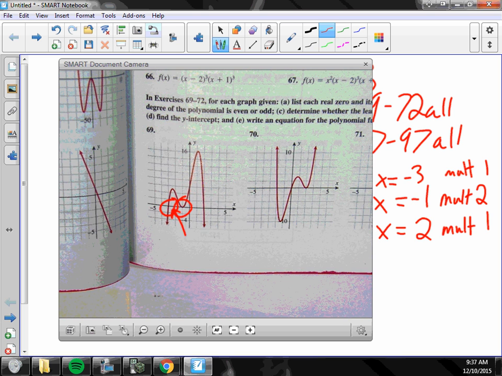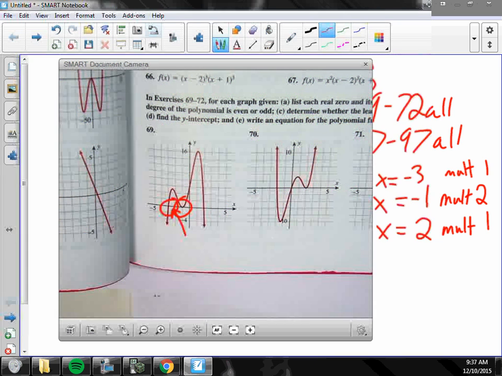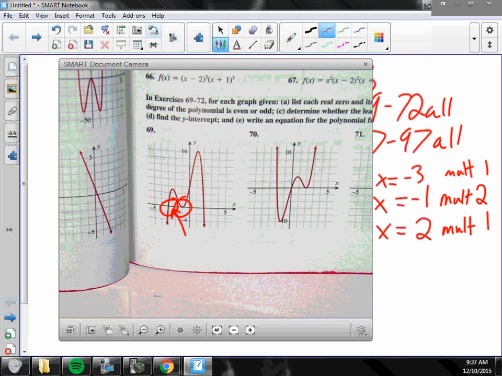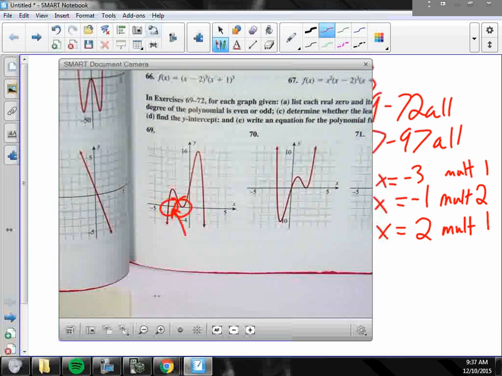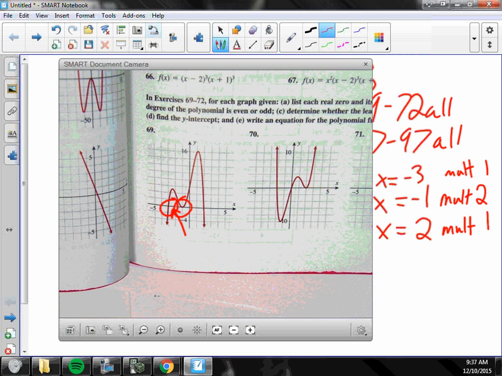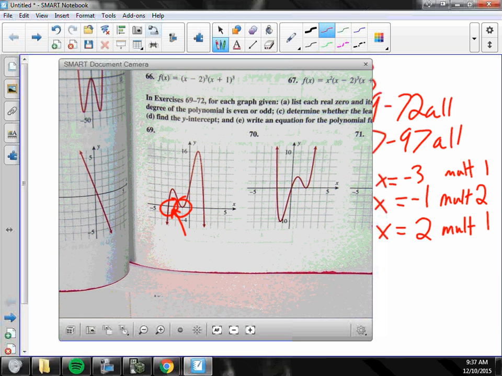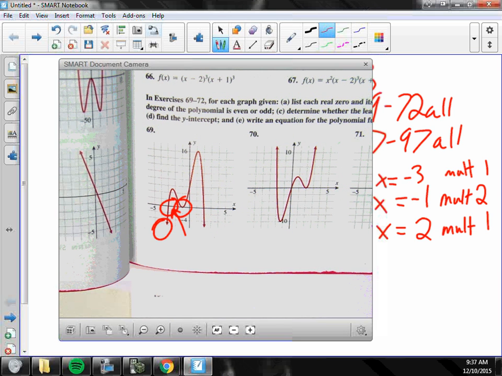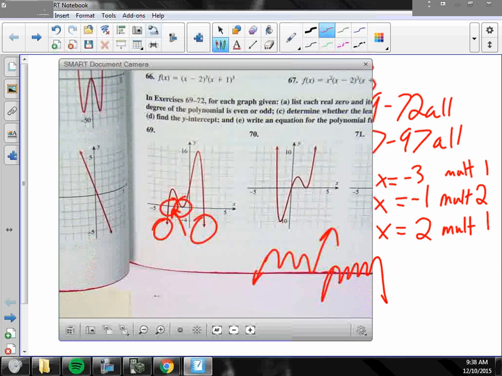Okay. And then part B, determine whether the degree of the polynomial is even or odd. Now this is not even functions or odd functions. It's just saying the largest exponent for that graph, is it even or is it odd? You look at whether the ends are going in the same direction or in opposite directions. So in this case, both end behaviors are facing the same direction, which means it has to be even. Odd polynomials look like that, and even polynomials look like that, or they could be flipped upside down.